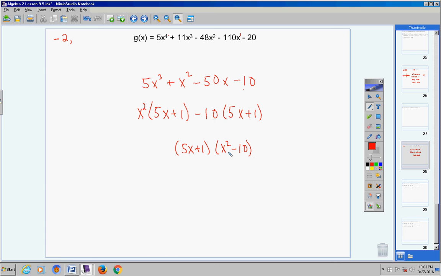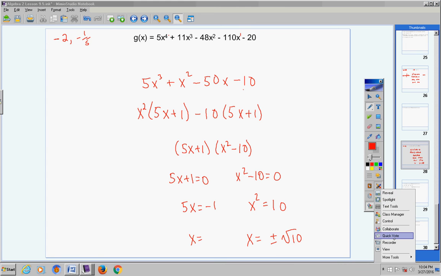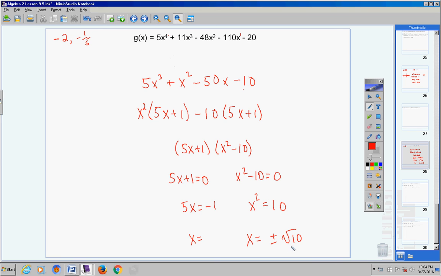Alright? Now, take each group, set each group equal to 0. Bring the 1 over and make it a negative 1. Divide both sides by 5 and you get negative 1/5. So there's another 0 for your list. Negative 1/5. Now let's solve this equation. Bring your 10 over and make it positive. Take the square root of both sides. The square root of x squared is x. The square root of 10 is plus or minus square root of 10. So plus or minus square root of 10 would be another zero. Actually, two zeros.